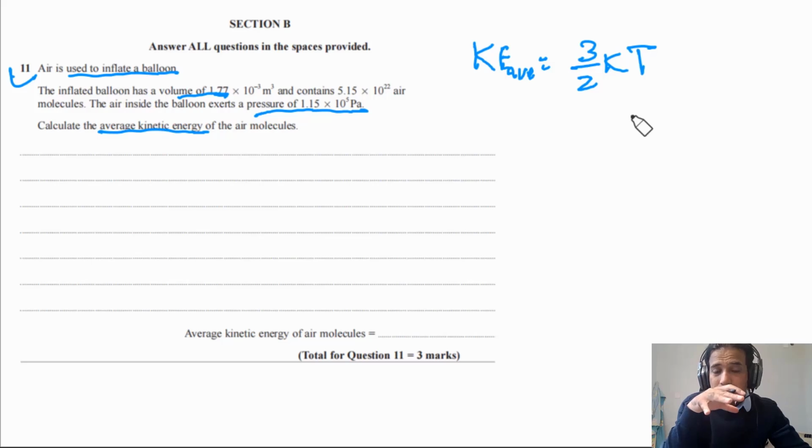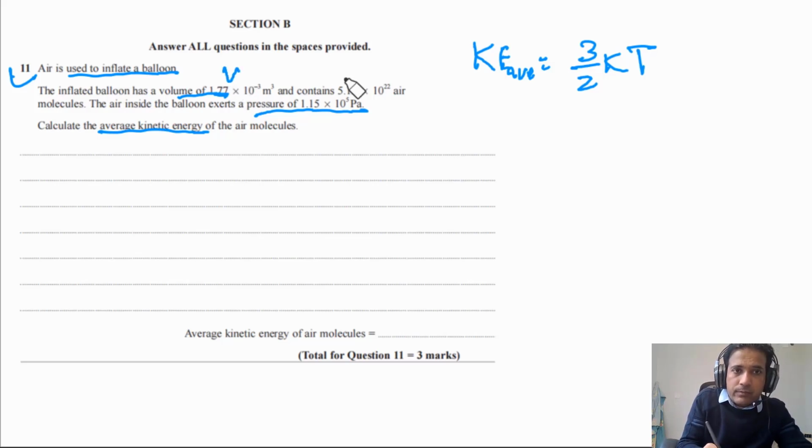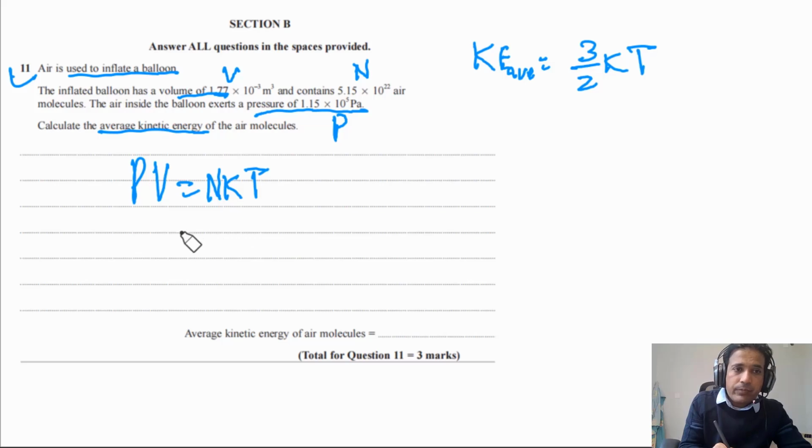But temperature is not given to us. k is a constant, so its value will be given to you in the data. So how can we find the value of T? From here we have the value of V, the number of molecules N, and the value of P. So now we can simply use the ideal gas equation. PV is equal to N k times T. So from here we can find the value of T, that will be equal to PV divided by N times k.